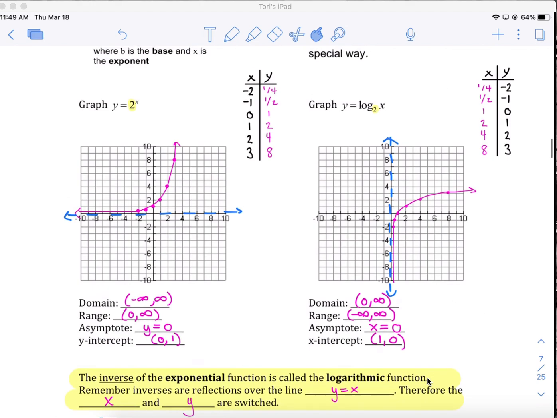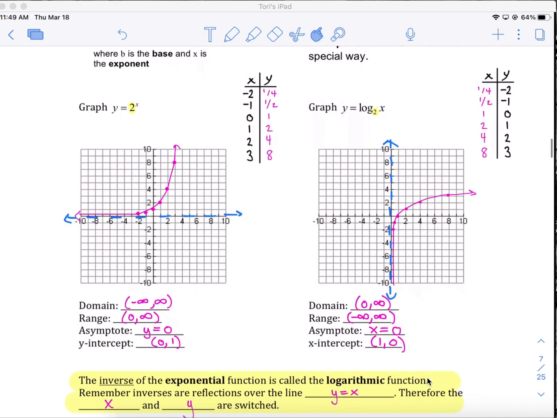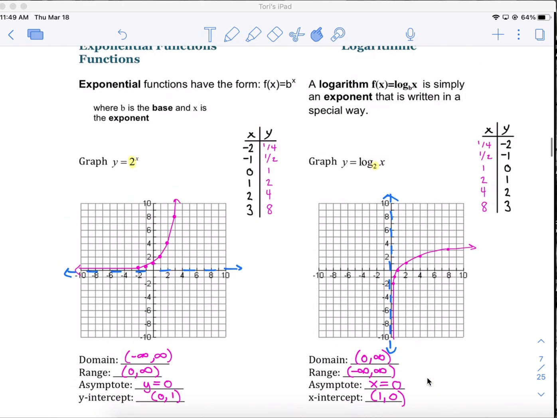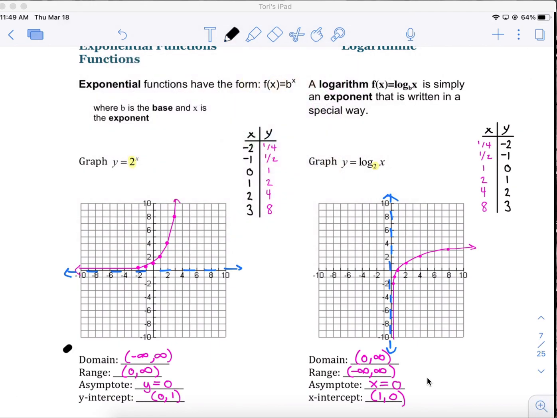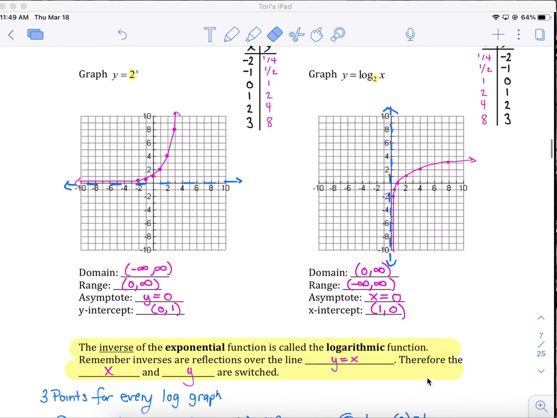Perfect. So an exponential and a logarithmic function are inverses, which means if you notice the table, whatever was in the x column switches to the y, whatever was in the y column switches to the x's. You will notice that these graphs look like they are a perfect reflection over this equation, y equals x. So if I flipped it over this line, I would end up with the logarithmic function, okay?